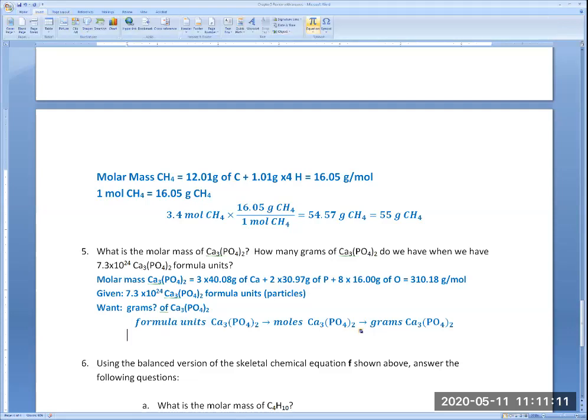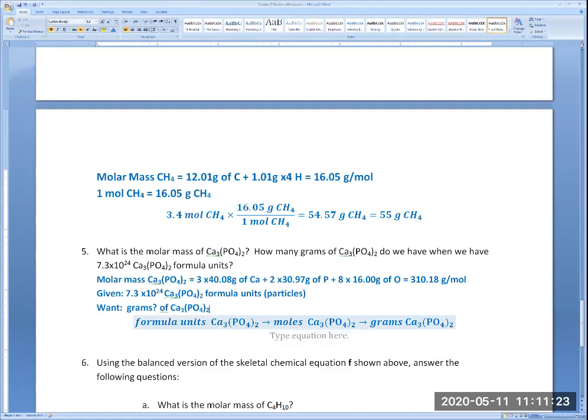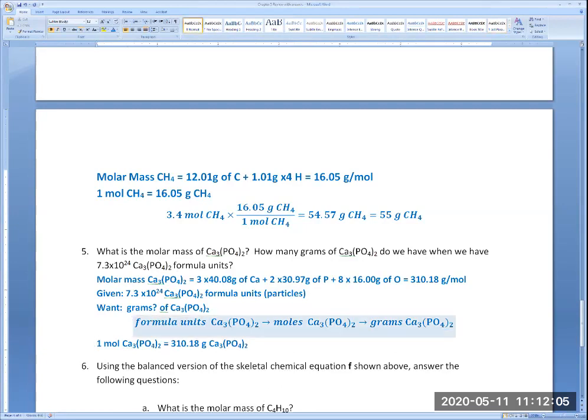So then let's start. We don't have our equivalences yet. Well, we have the molar mass. Remember how the molar mass here can be written as an equality that says 1 mole of Ca3(PO4)2 equals grams of that. So we have this equality. That's going to allow us to change moles to grams or grams to moles.